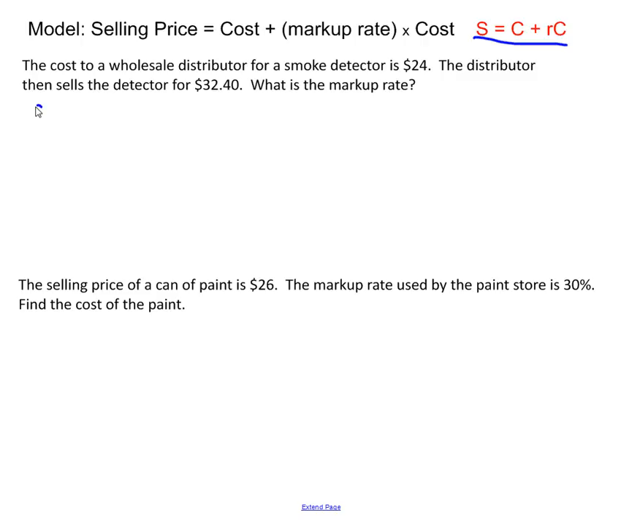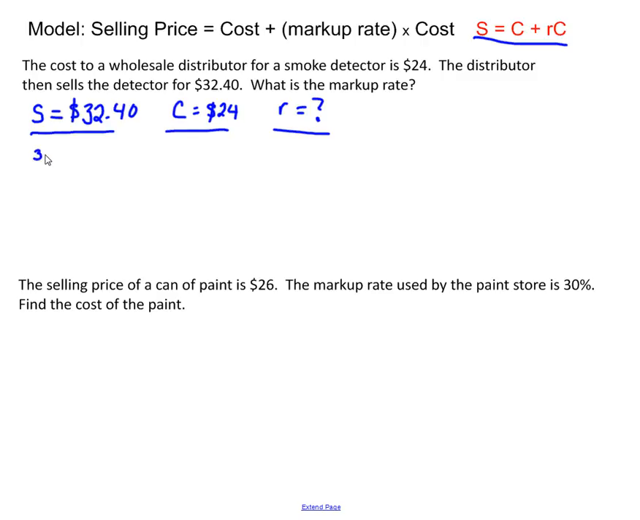Well, we're told that the selling price, S, is $32.40. So there's S, $32.40. All right, so far so good. And that our cost, in this case, the cost to the distributor itself, is $24. So the rate, we're being asked that. We don't know what the rate is. So once we've lined up what we know and what we don't know, we go ahead and put that into our formula and see what we can come up with.